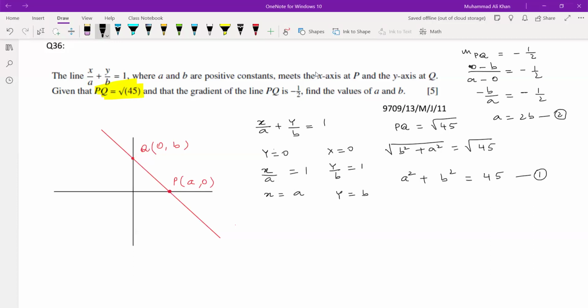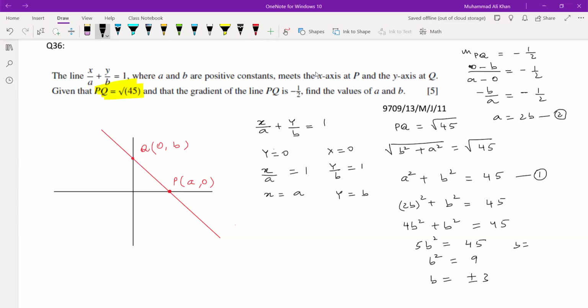Are you clear? Now, after that, if A equals 2B, I'm replacing it in equation 1. So here it is (2B) whole squared plus B squared equals 45. Now, (2B) whole squared means 4B squared plus B squared equals 45. This is 5B squared, so 5B squared equals 45. And B squared equals how much? 9. And the value of B is plus or minus 3.